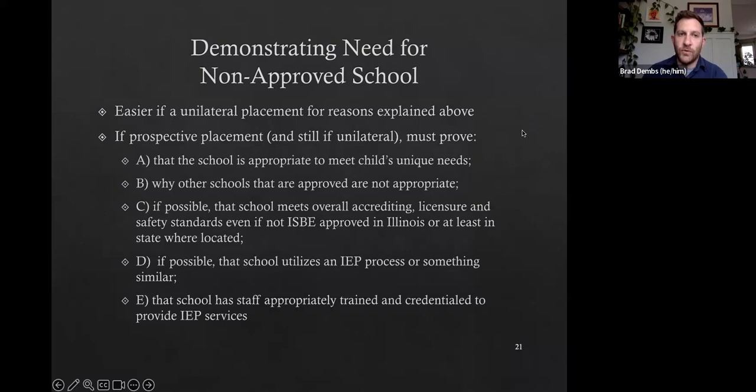So demonstrating the need for a non-approved school, it's easier if it's a unilateral placement, right? Because then all you need to show is that the school district's options were not appropriate and that the placement that you're going for is appropriate. But if you're seeking this placement prospectively, you're going to need to prove that it's appropriate to meet the child's unique needs, the other schools were not appropriate or available, and that the school utilizes the IEP process or something similar and has appropriately trained staff.